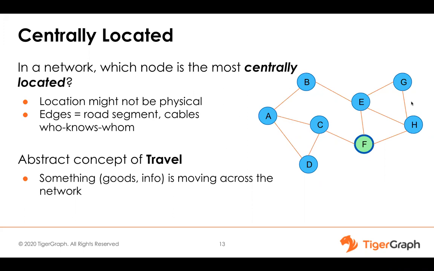And so that may be, if you're analyzing viral messaging and you want information to spread, and the graph represents how things spread, who would be the person that you would want to tell first so it has the greatest reach? So really what we're looking at is the abstract concept of travel or traversal. It could be a physical good that's moving, or it could be just information, electrons, or ideas that are moving. So when we're talking about centrality, there's this abstract concept of traversal or travel.